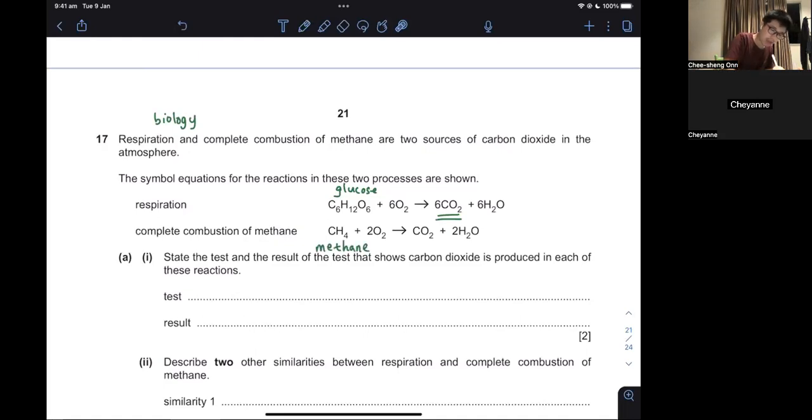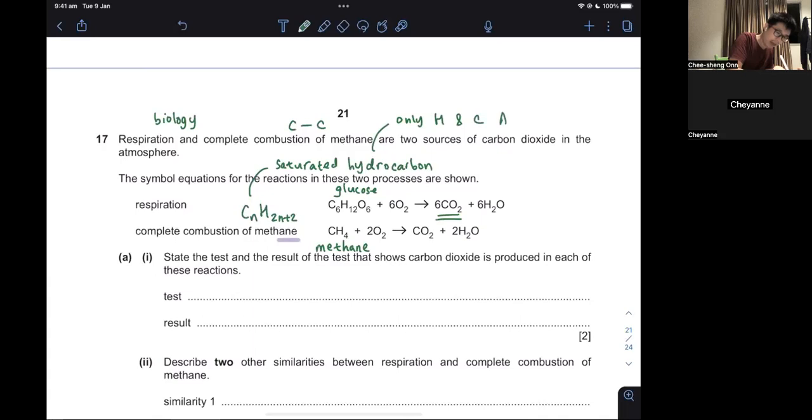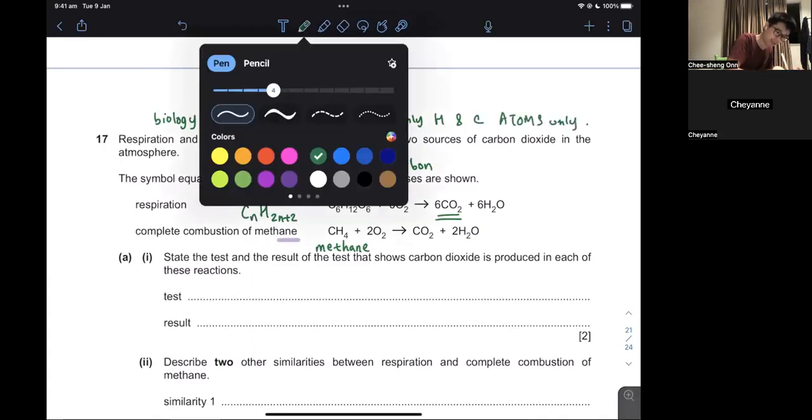And when we burn hydrocarbon, because this is an alkane, so it's CnH2n+2, we know this is a saturated hydrocarbon, which is your alkane, and they only contain single bond carbon-carbon, and of course, they only contain hydrogen and carbon atoms only. So those are common definitions they love to ask you about.